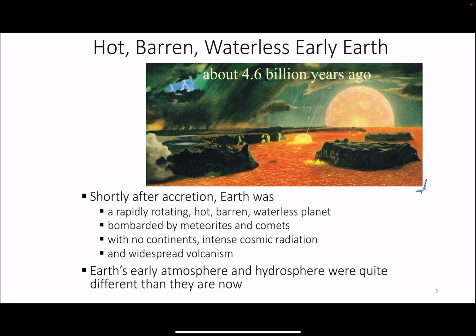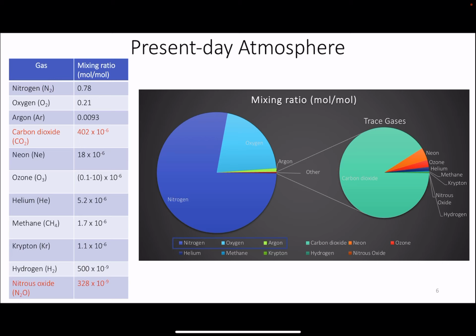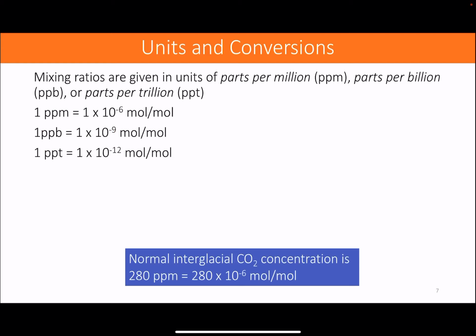And so the atmosphere and hydrosphere, if you can even think of it that way, were quite different than they are now. This, as a refresher, is the present-day atmosphere. It's primarily N2 gas with about 21% oxygen, a little bit of argon, and then you can see the trace gases, the carbon dioxide and other trace gases here, given in their mixing ratios. And just a refresher on mixing ratios as units of atmospheric gases.